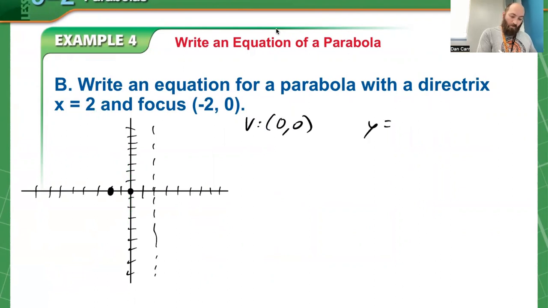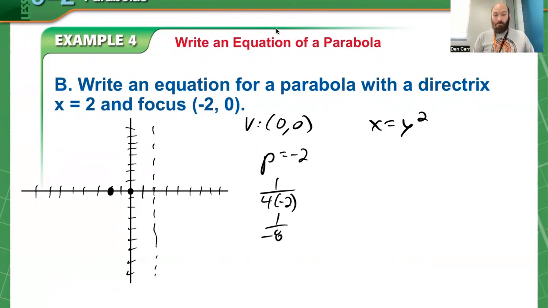I'm also going to be dealing with, not y equals, but x equals y squared as my scenario. The p value here, because it's opening to the left, is going to be -2. So I can do 1 over 4 times -2, which gives me 1 over -8. That means my equation is going to be x equals -1 over 8 y squared. And because my vertex is at (0, 0), I don't have to worry about doing a number inside parentheses and a number afterwards.